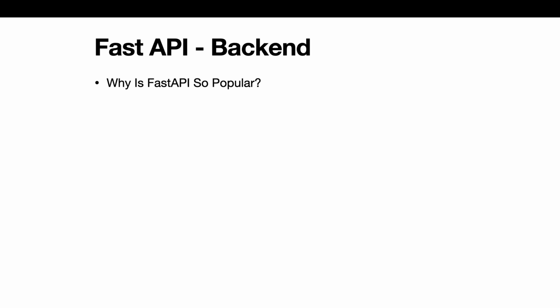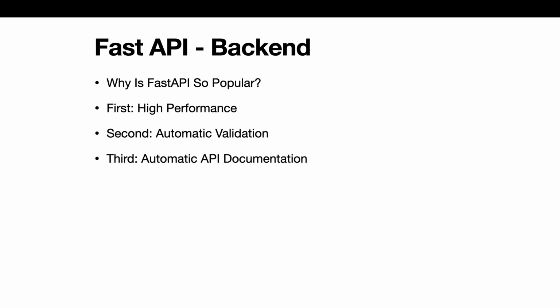Why is FastAPI so popular? It has high performance, it's one of the fastest Python web frameworks available, and it has automatic validation. Whenever a client sends data to our API, FastAPI validates it automatically instead of us manually checking every field. We simply define a Python model and FastAPI takes care of the rest. This helps reduce bugs and makes our code much cleaner. FastAPI also has automatic API documentation, and it's one of my favorite features in FastAPI. It generates interactive documentation automatically.